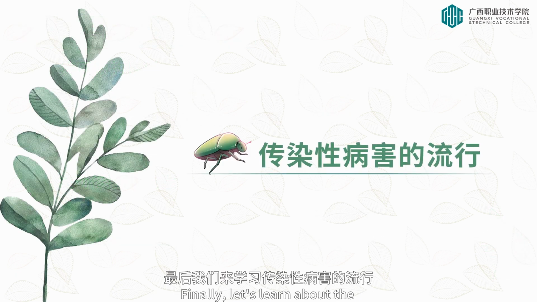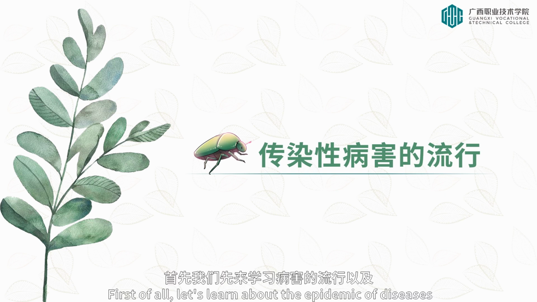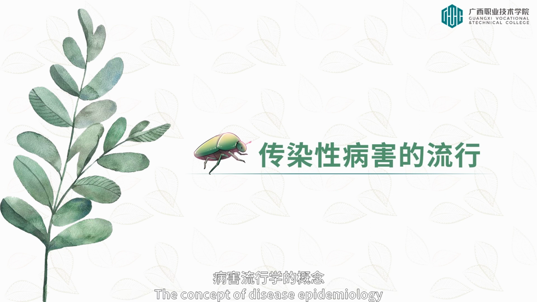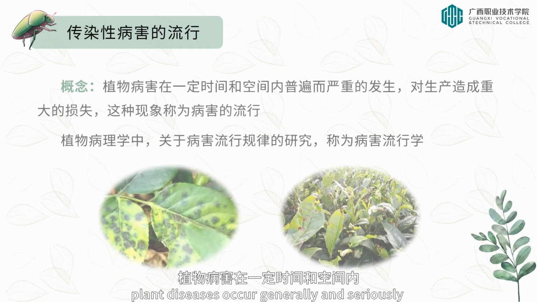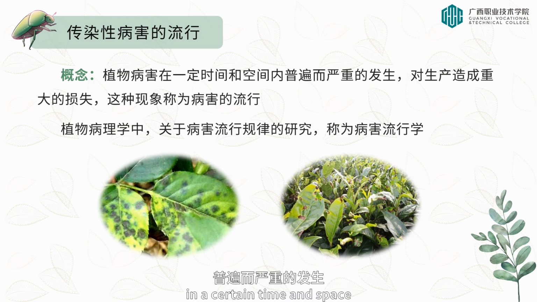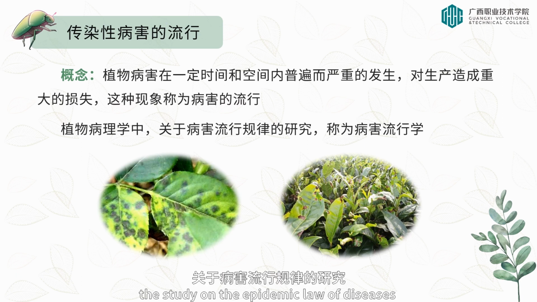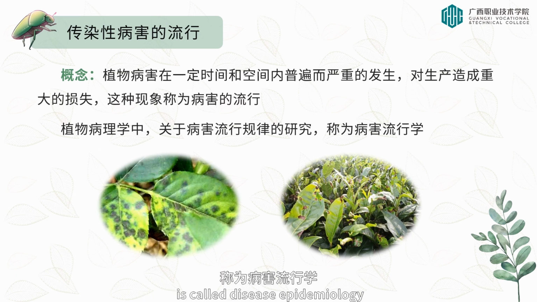Finally, let's learn about the prevalence of infectious diseases. First of all, let's learn about the epidemic of diseases. The concept of disease epidemiology. Plant diseases occur generally and seriously in a certain time and space, causing great losses to production. This phenomenon is called the prevalence of diseases. The study of the epidemic law of diseases is called disease epidemiology.